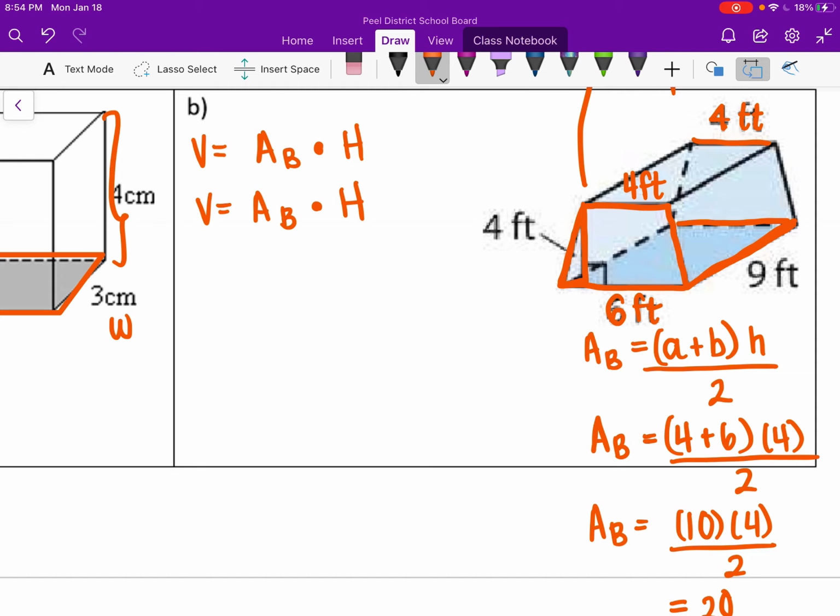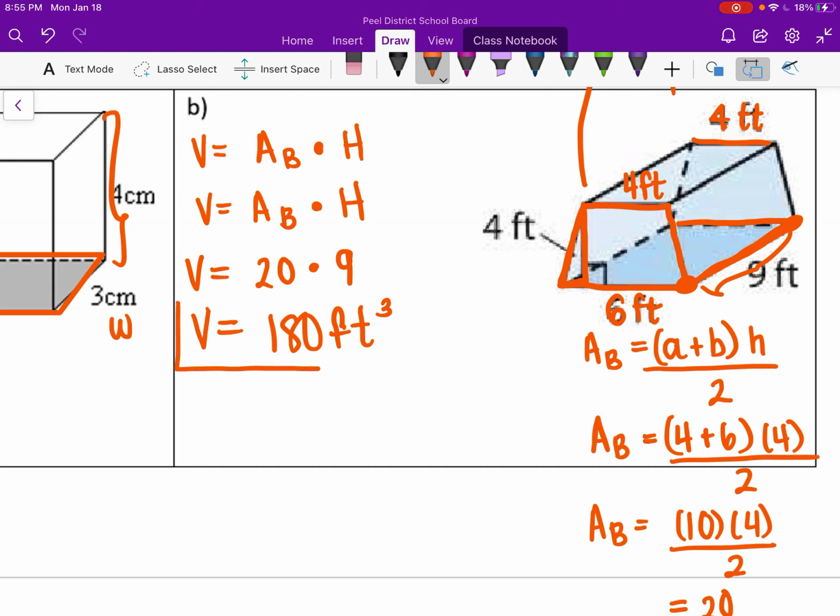Do you see why? Because you're connecting this trapezoid to this trapezoid via this line over here. So it's going to be 20 multiplied by 9, and we know that is 180, and it's feet, so it's going to be feet cubed. And that's going to be my volume.